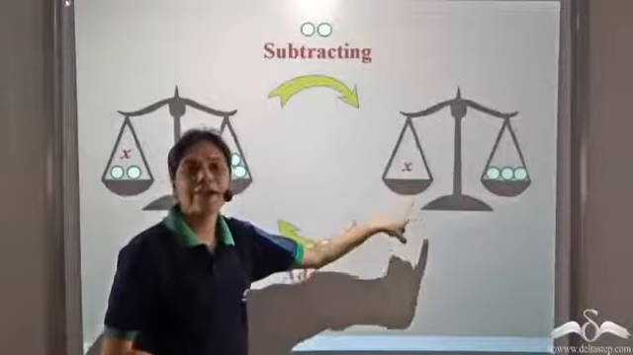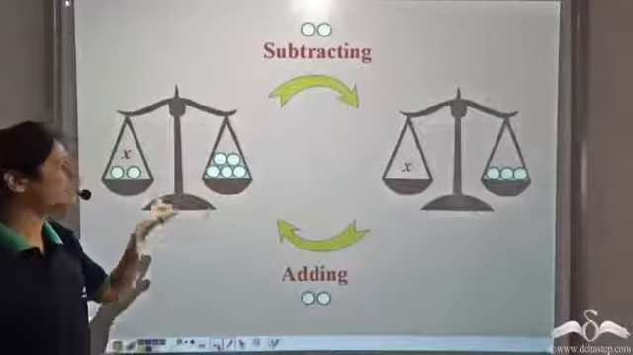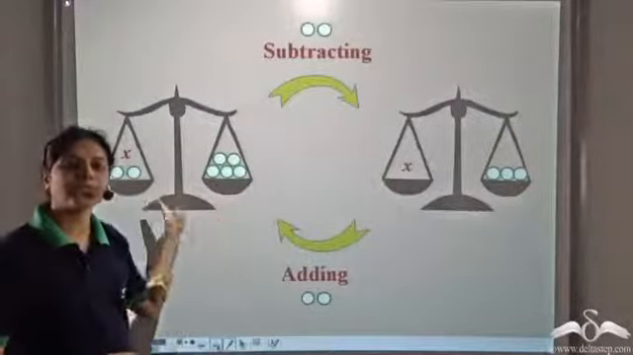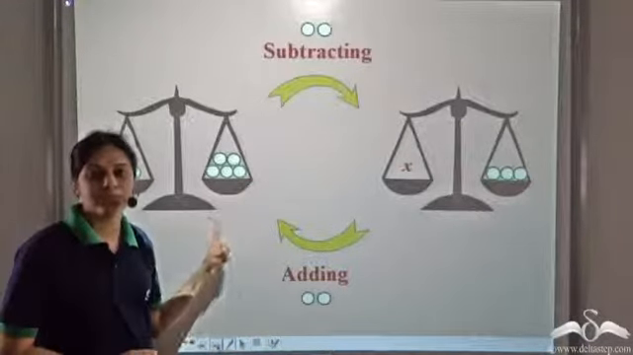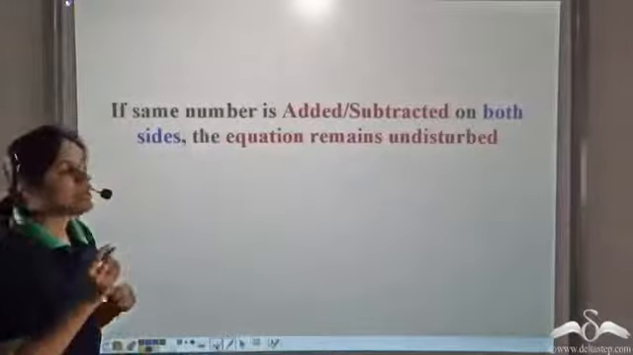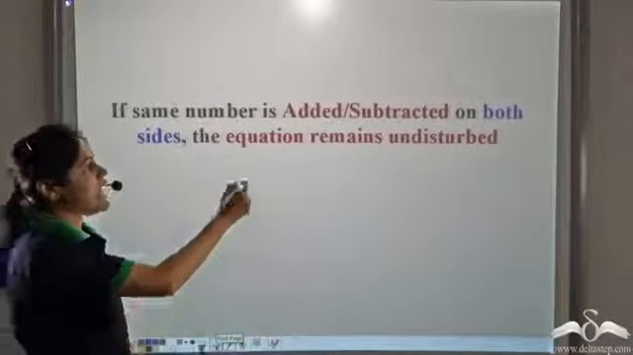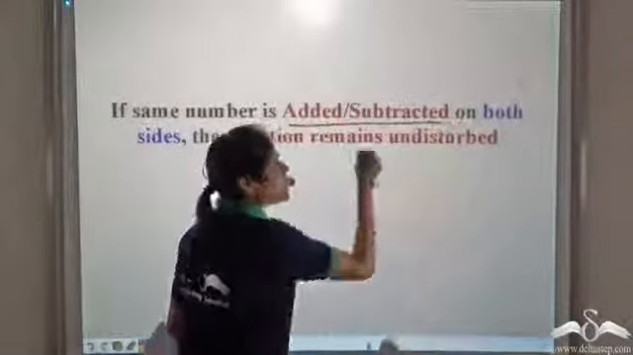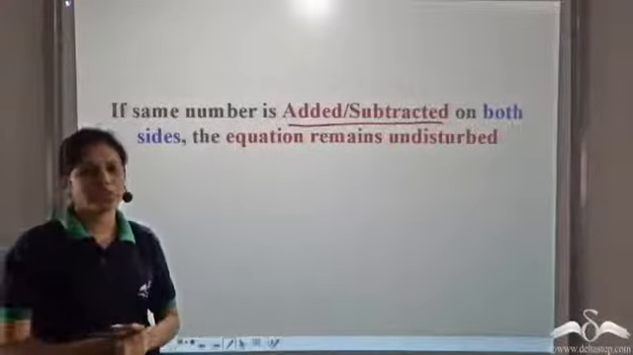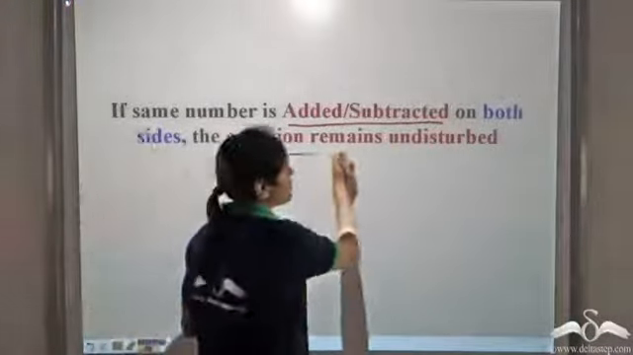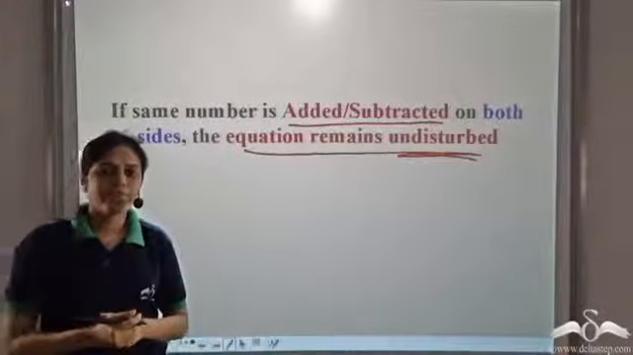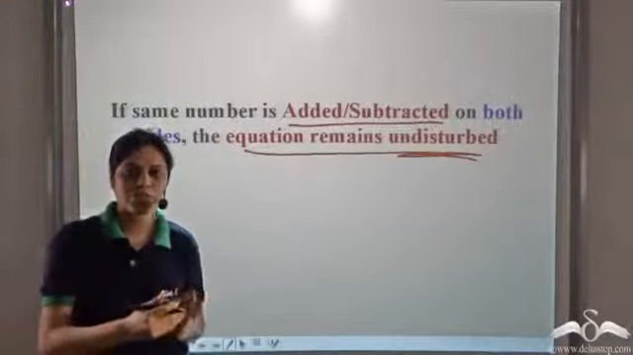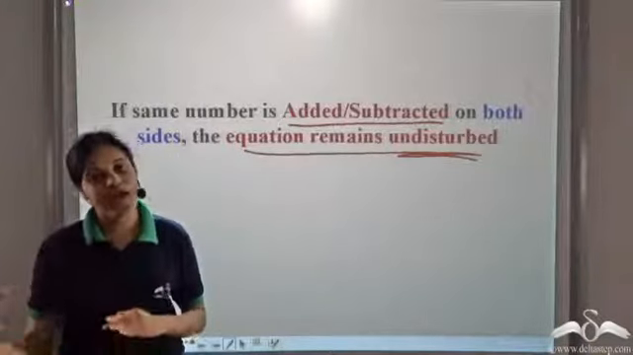Similarly, if we have an equation and we add the same number to both the sides of an equation, the equation remains undisturbed. So, if the same number is added or subtracted on both the sides of an equation, the equation remains undisturbed. So, whatever you do to one side of the equation, you must do to the other side.